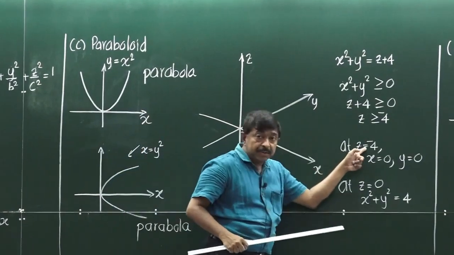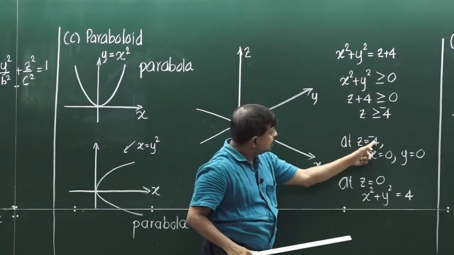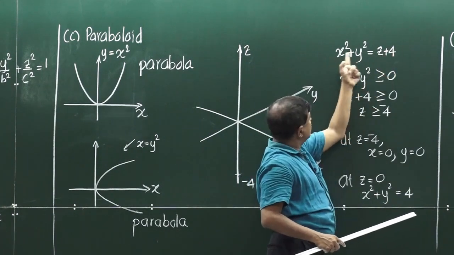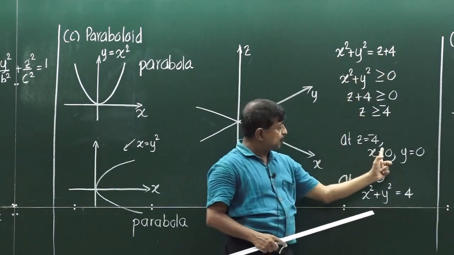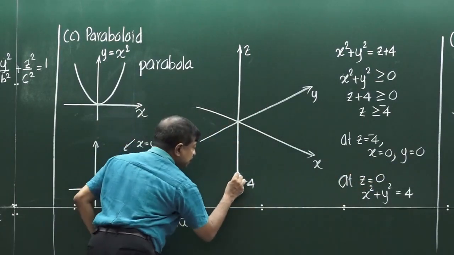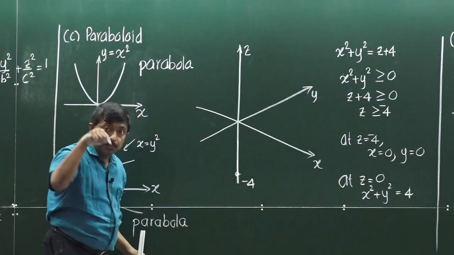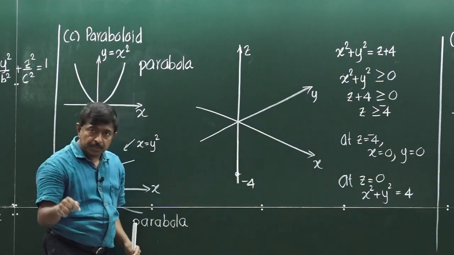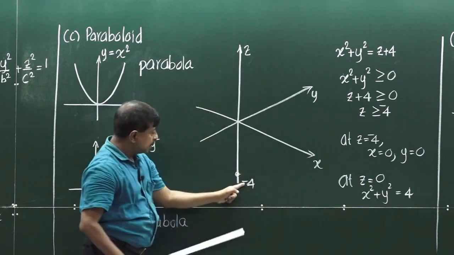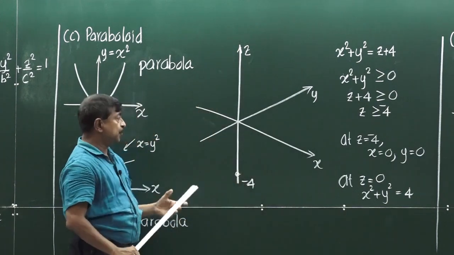Now, what happens at this point? When z is equal to minus 4, if you plug in minus 4, you get x squared plus y squared is equal to 0. That gives you both x and y are equal to 0. So, that means it is this point, because both x and y are equal to 0 means that you are on the z axis and its z value is minus 4.